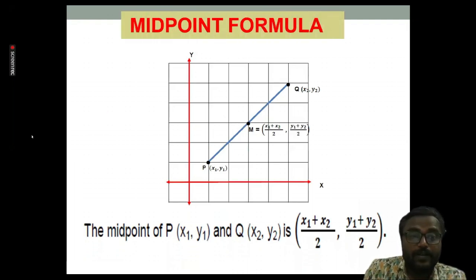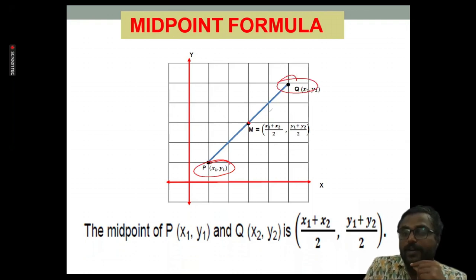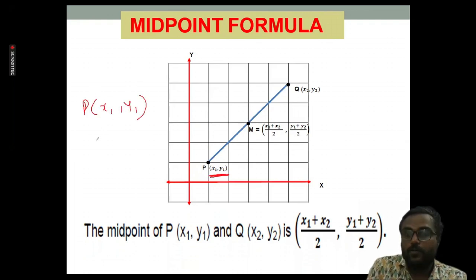So midpoint means what? It's basically a point that is equidistant from the two endpoints. So what do we have over here? Point P, point Q, and there is point M over here. So point P has x1 comma y1 as its coordinate, and point Q has its coordinate x2 comma y2. P has x1 y1, Q has x2 y2. Now M is exactly at the center.